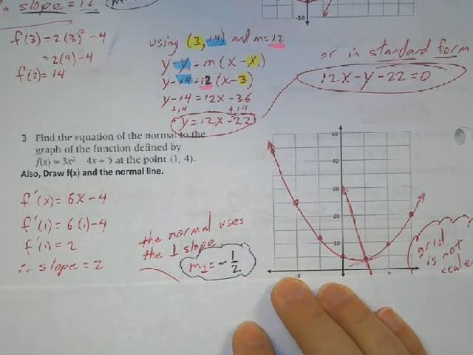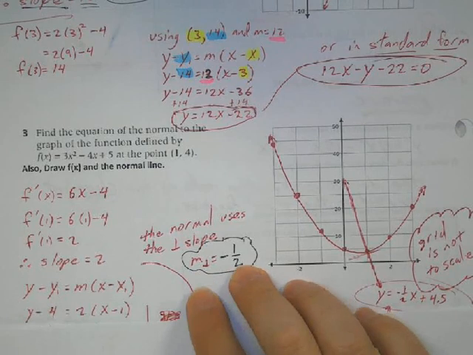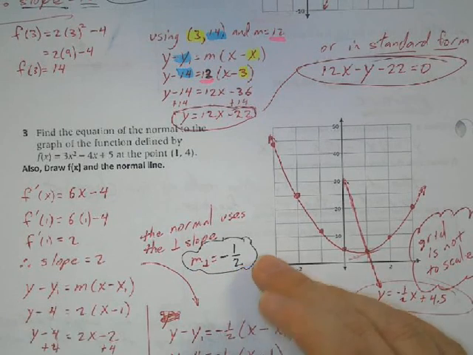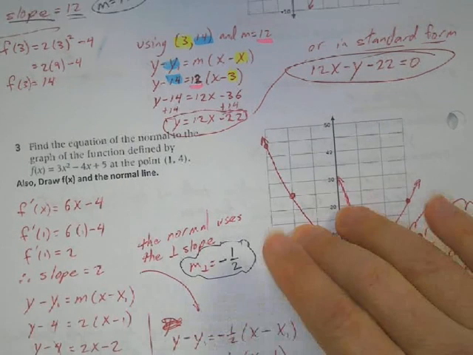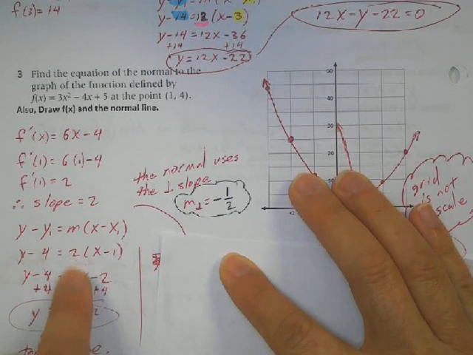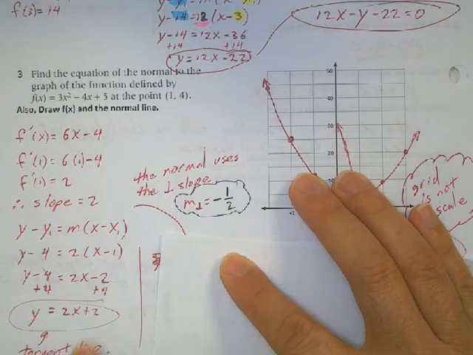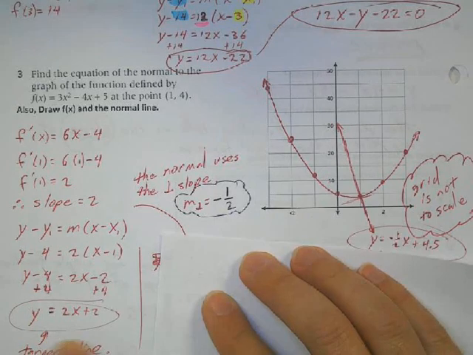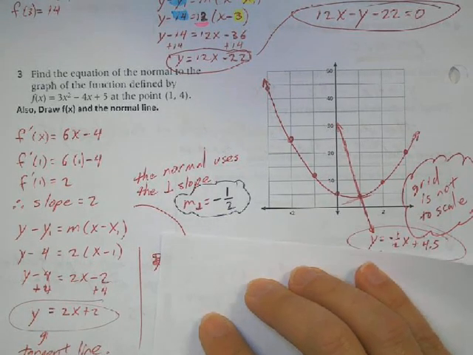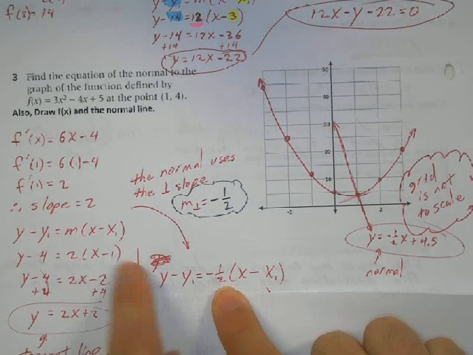Okay, so I'm going to replace m. Well, if you wanted to find the tangent line, you would do this. My slope of 2, my point (1, 4). This is the tangent line. But we wanted to find our normal line, so I'm going to use the slope of negative 1/2.